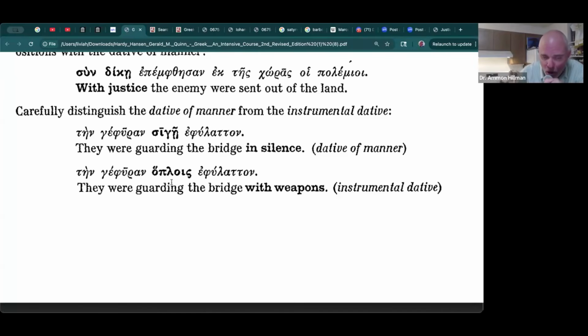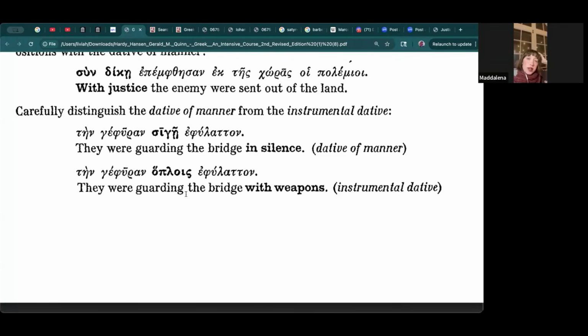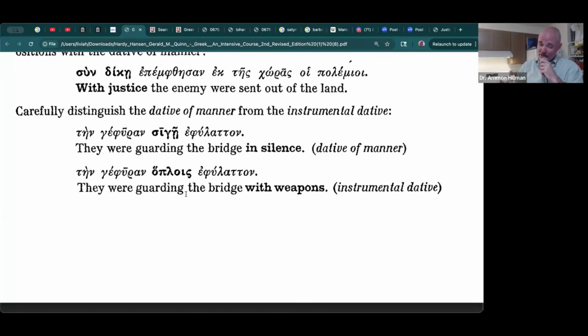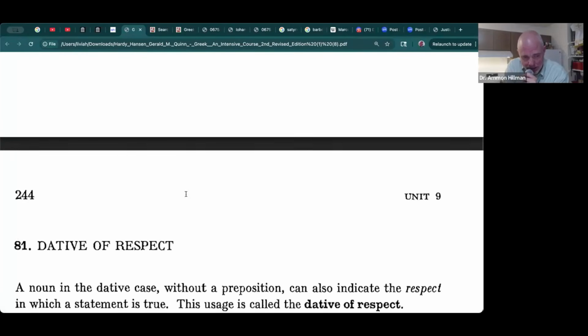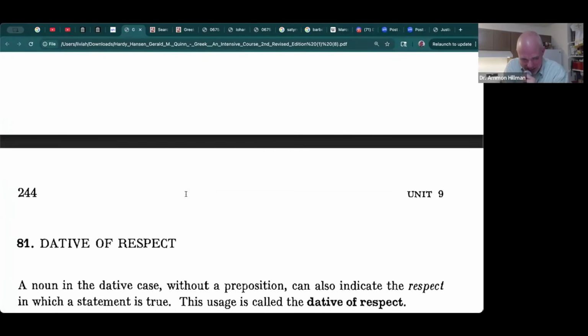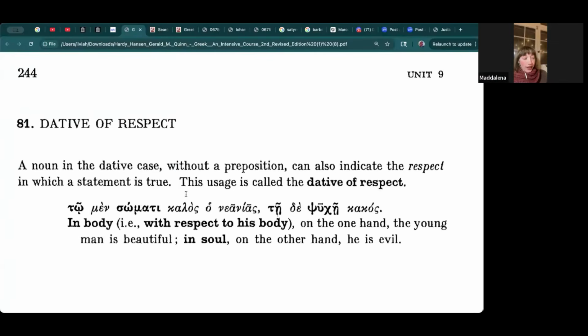But what is hoplois under it? With weapons? How was something done with weapons? Technically, this isn't the manner it was done. This is the instrument by which it was done, with weapons. So see how they're different constructions, but they're both datives. Keep going then to 244.